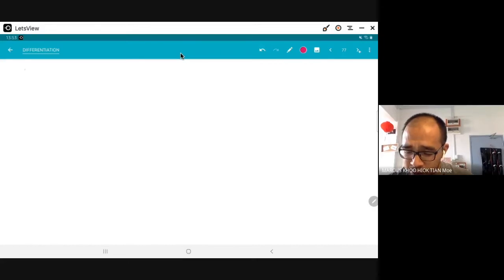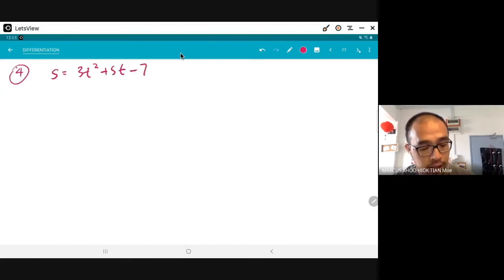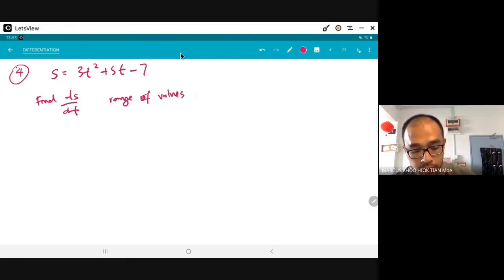Okay, fine. I do question 4 first lah. Okay, given s equals to 3t squared plus 5t minus 7. Okay, dia cakap find ds dt and the range of values of t when ds dt is negative.